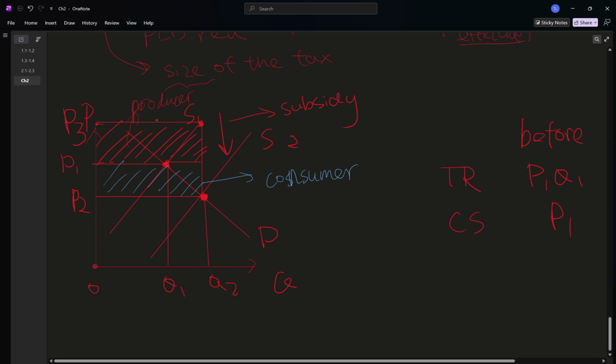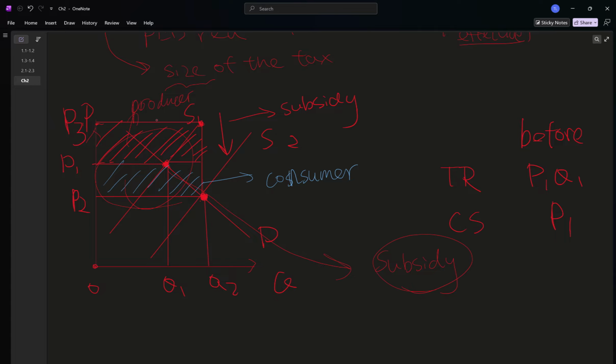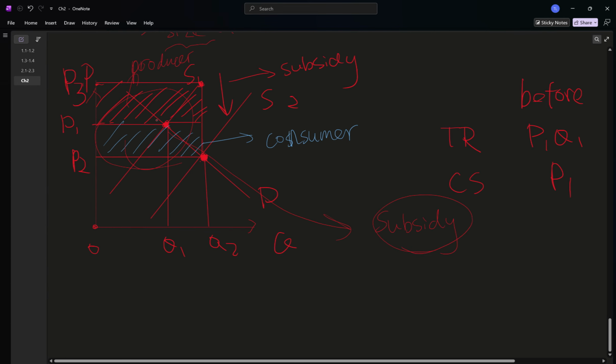I don't know if you noticed that consumers originally paid P1, but now they pay P2, and producers originally earned P1, but now they earn P3. The price goes up for the producer, and the price the consumer pays goes down. And this box is exactly the amount of subsidy that the government has to pay.